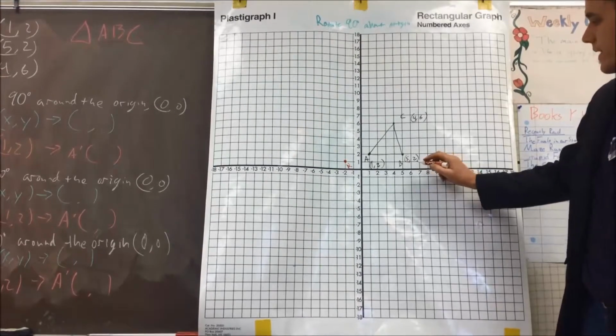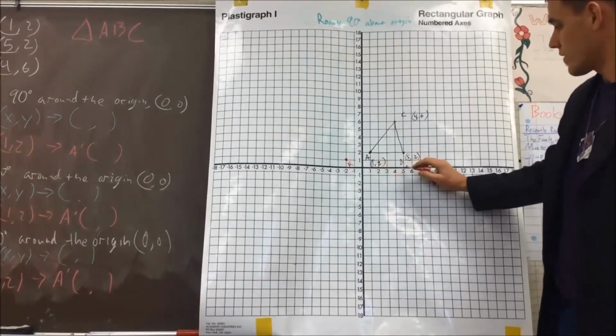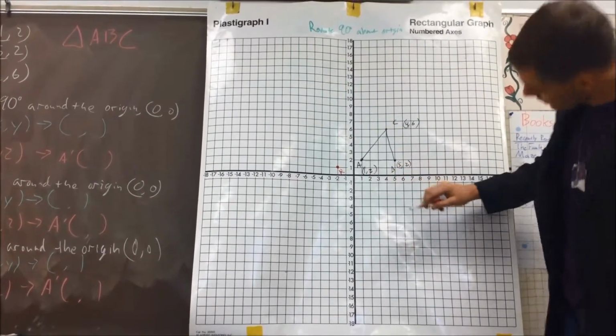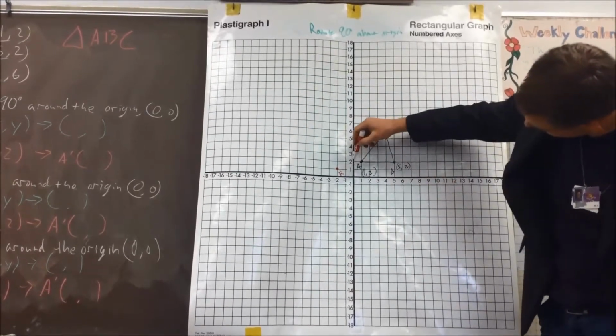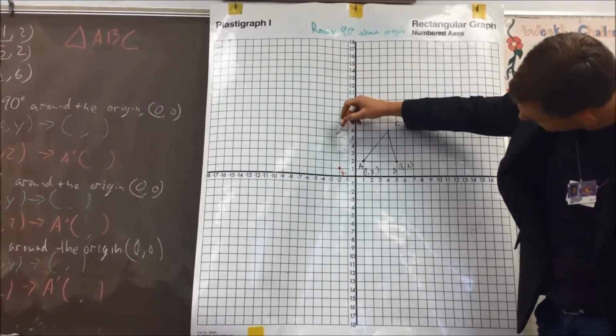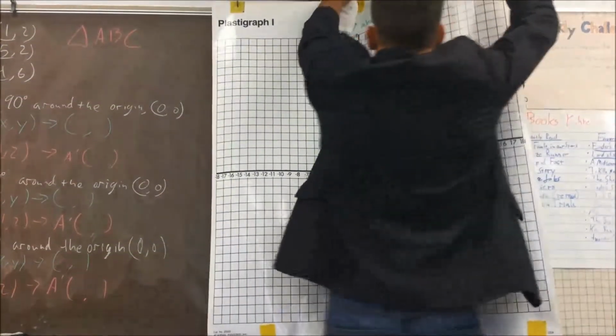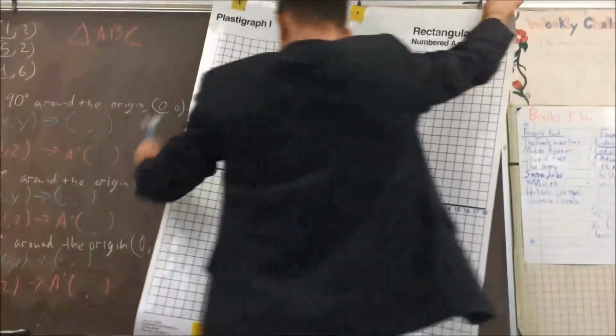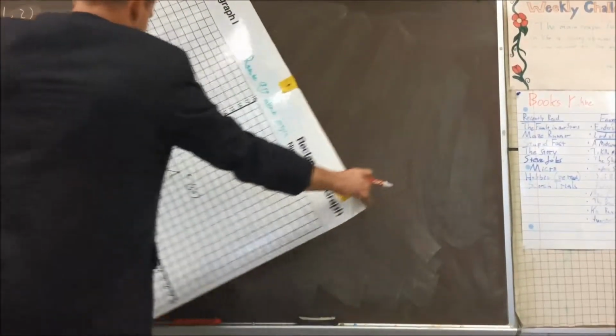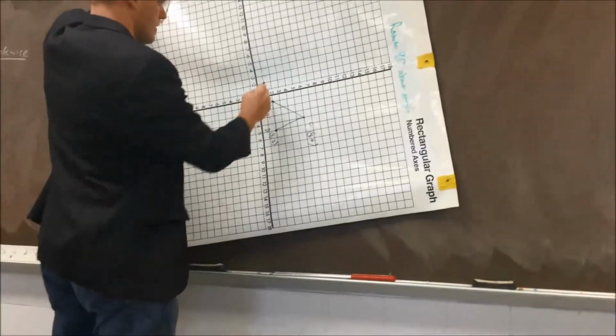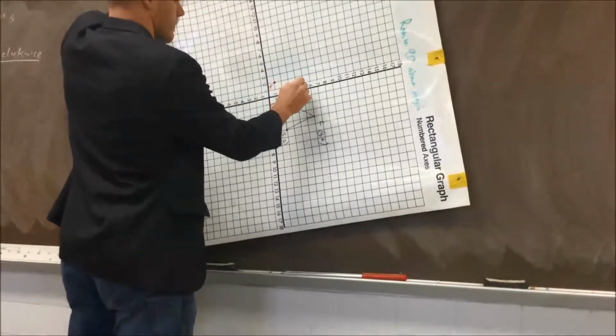Now do the same thing for B. So it's over 5, up 2. I'm going to turn my head sideways. 1, 2, 3, 4, 5, up 2. Now if you need to, you can always literally just turn it. 1, 2, 3, 4, 5, up 2.